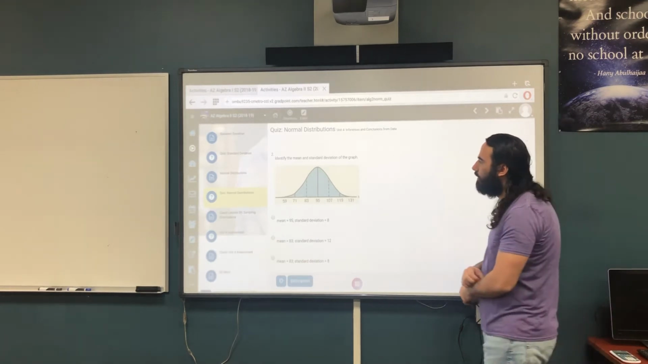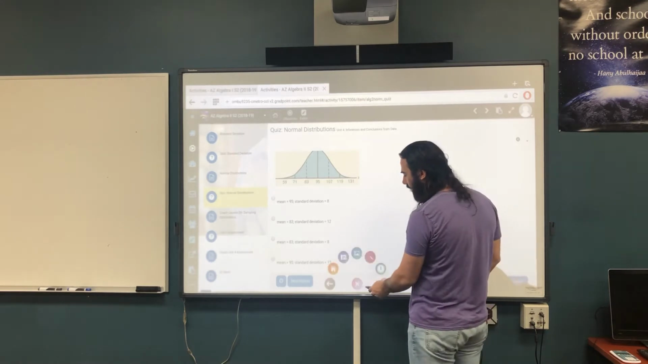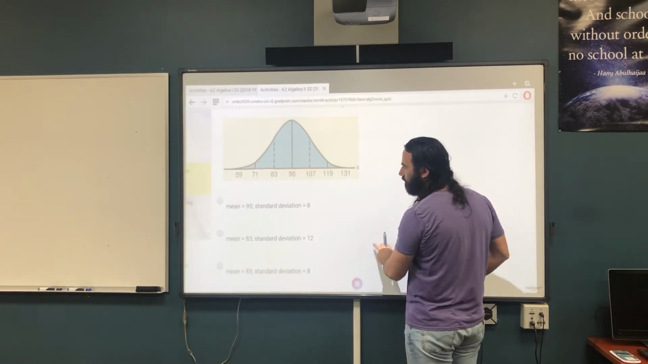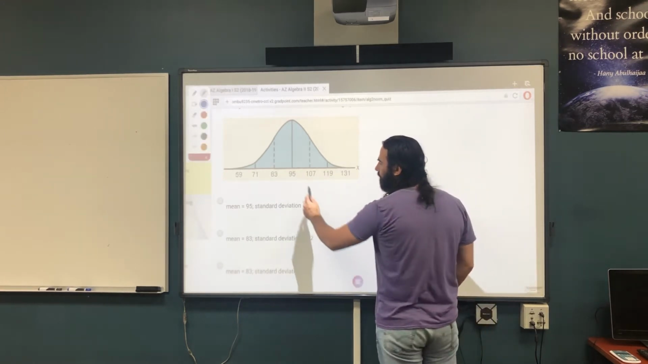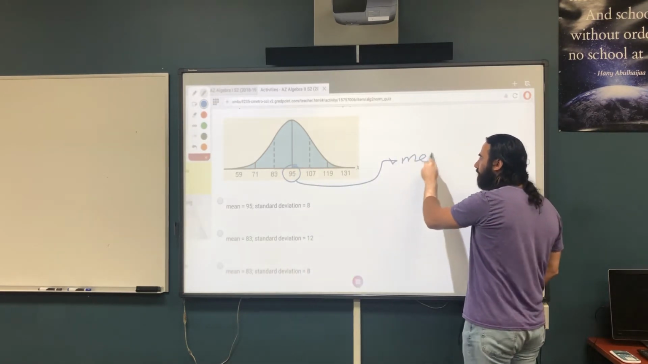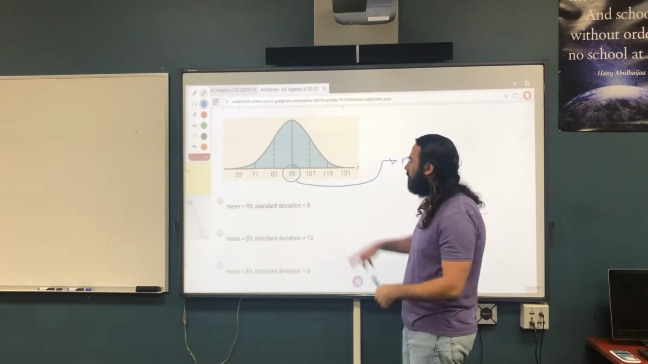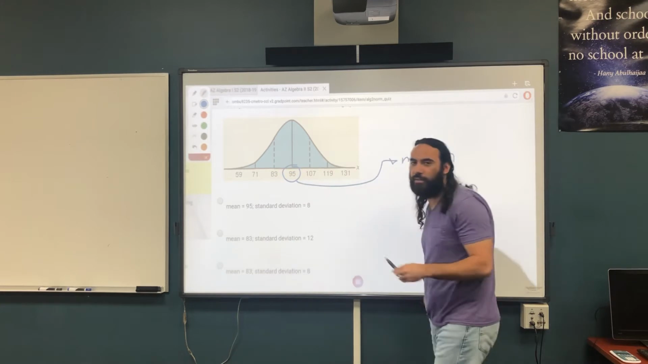Identify the mean and standard deviation of the graph. Of course, guys, the mean is the one in the middle. Let me zoom in. The mean will be the 95. And for the standard deviation, you take any two numbers next to each other and subtract them.